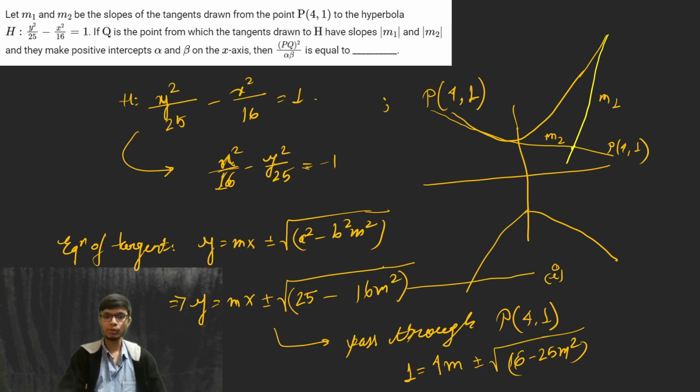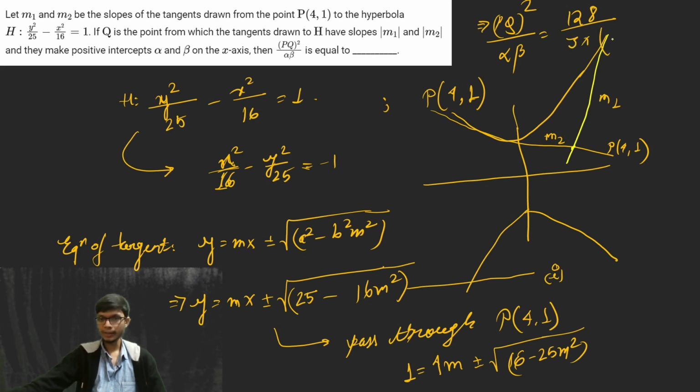So I got the value of PQ square, and I also have the values of alpha and beta. So from here the result, PQ whole square divided by alpha into beta, is basically 128 divided by, so alpha is 3 and beta is 3 by 16.